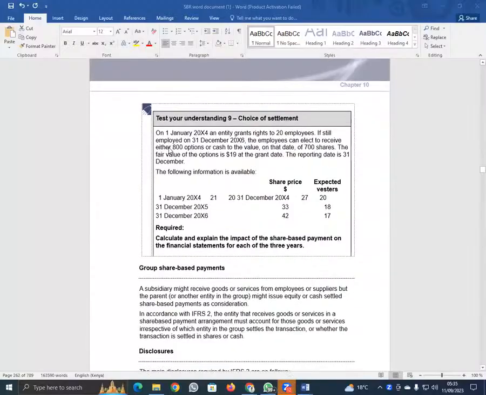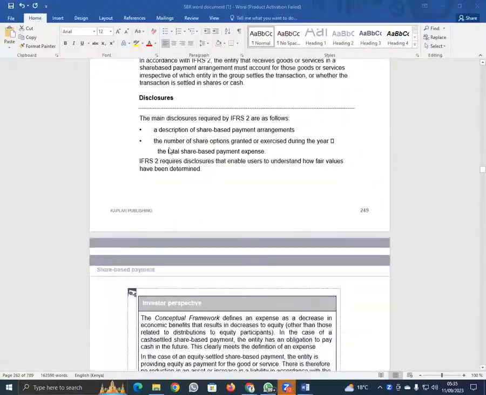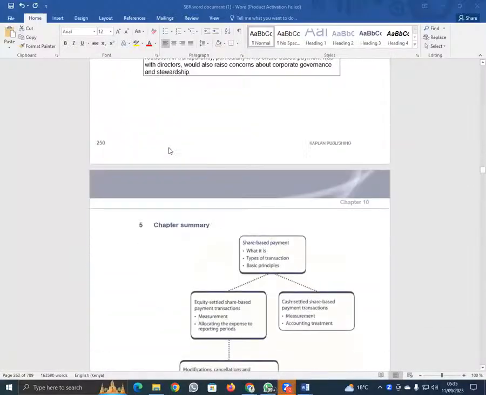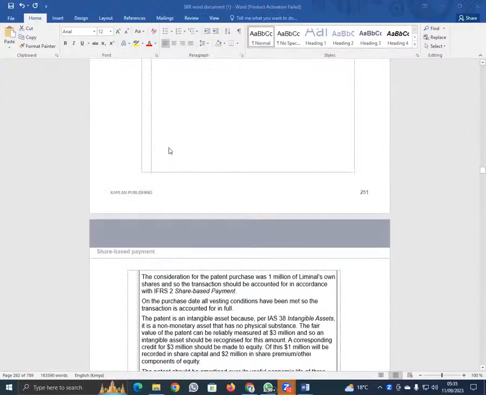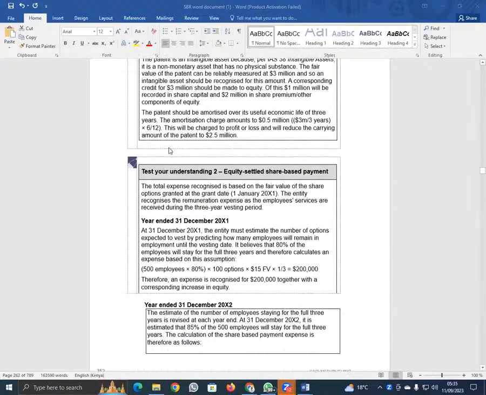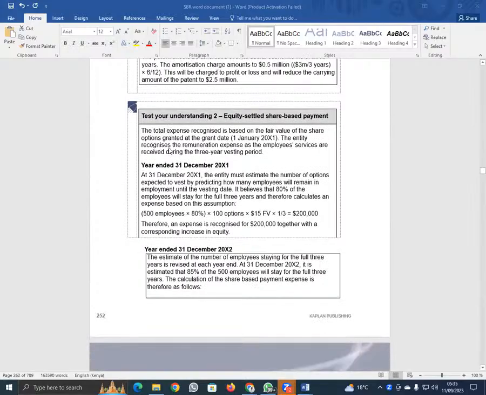Very, very important. So, like this test your understanding at the back here. At the back here, you'll be able to see this answer. Now at the end of year one, they're basically recognizing the expense of 200,000, together with a corresponding increase in equity.